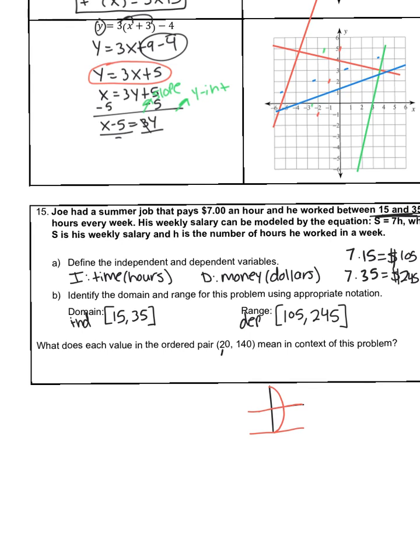Okay. It asks what does each value in the ordered pair mean. So remember that 20 is representing time and 140 represents money. So this is saying for every 20 hours or at 20 hours of work, Joe has earned $140 of pay.